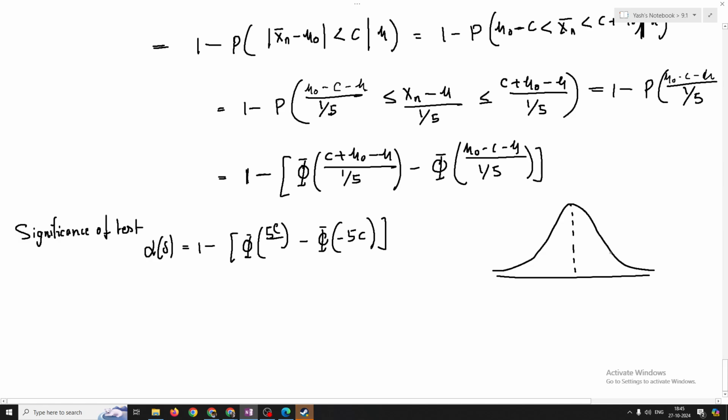Now if I have, let's say, a value here, let's say this is minus a, so this is 0, this is minus a, and this value is such that to the left of this value I have some percent of area, then minus of this value, which is a, will have the same amount of area to its right. This is what the symmetry tells us.